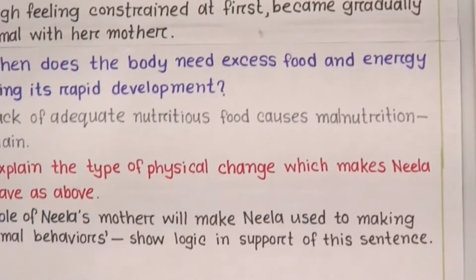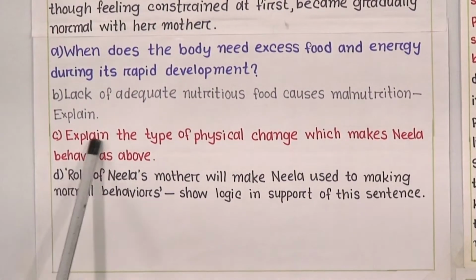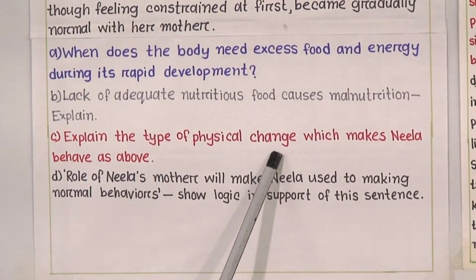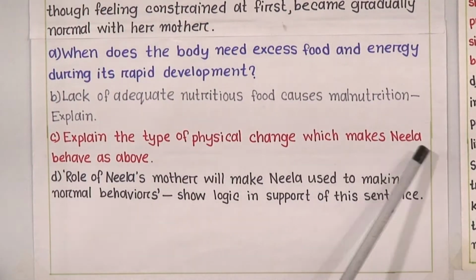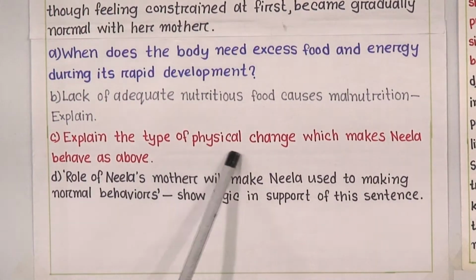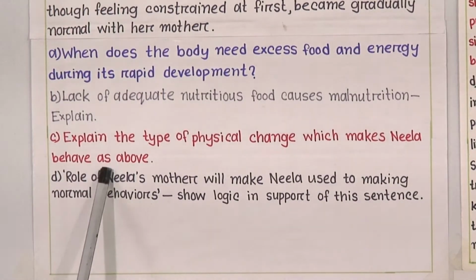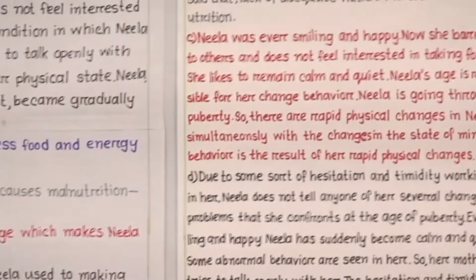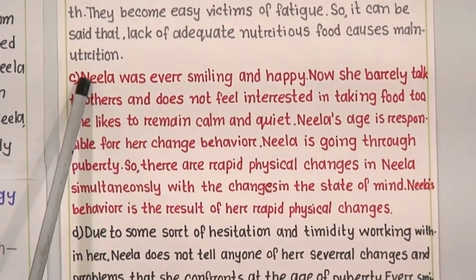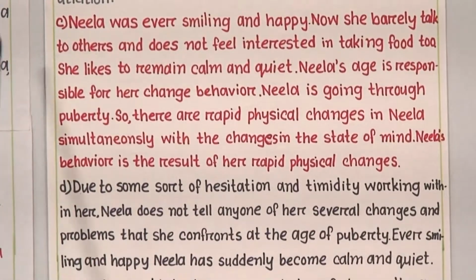Okay, now come to question number C. Our question is, explain the type of physical change which makes Neela behave as evil. I'm repeating the question. Okay students, I have written the answer here, and with the help of your textbook, you can write the answer.